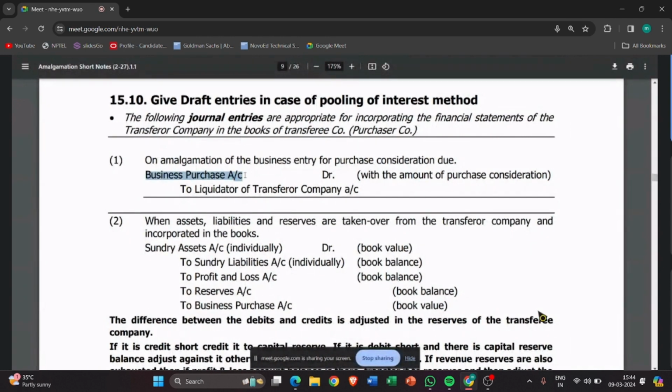Because you are purchasing a business and the amount is payable to the transferee company, but there is no transferee company as such. It has gone into liquidation. So the amount is payable to whom? It is payable to the liquidator of the transferor company, right?